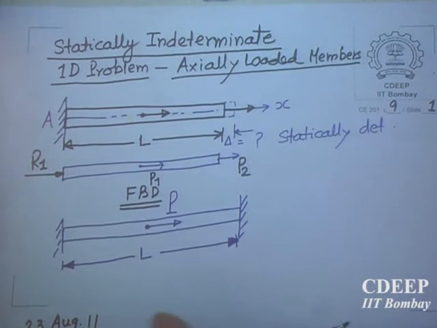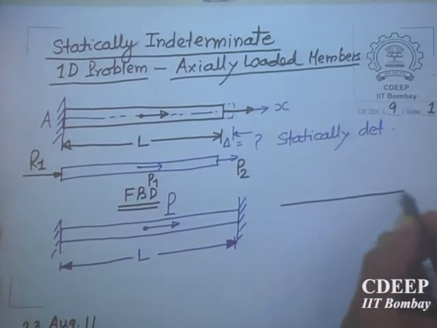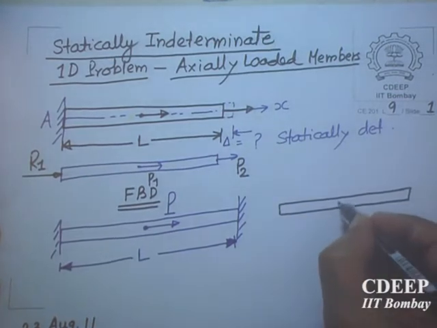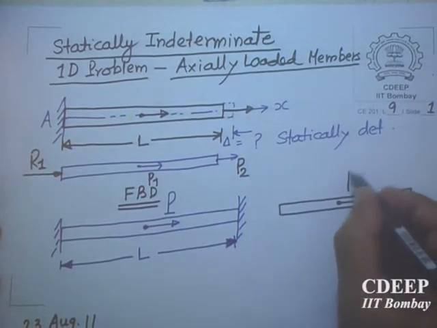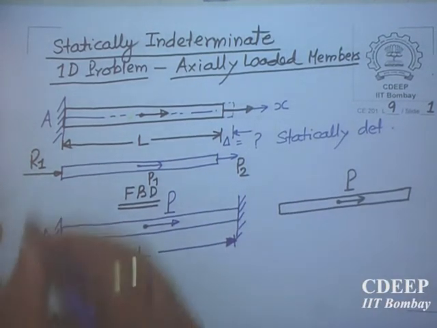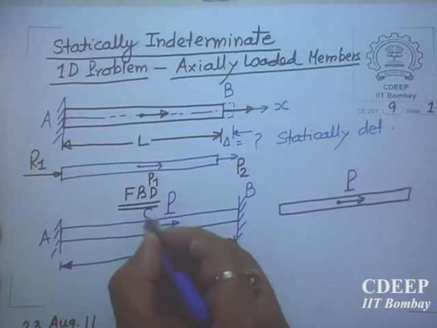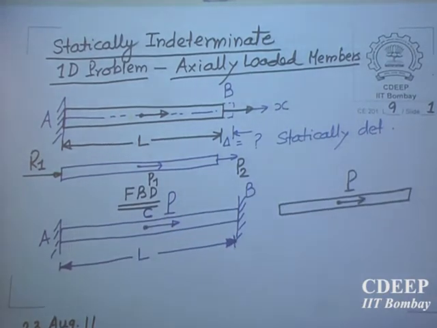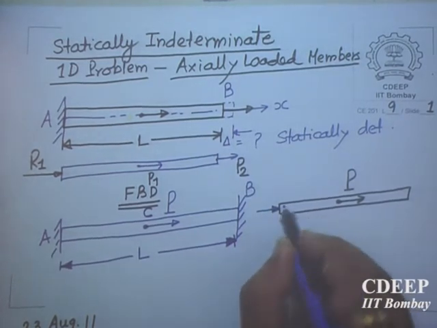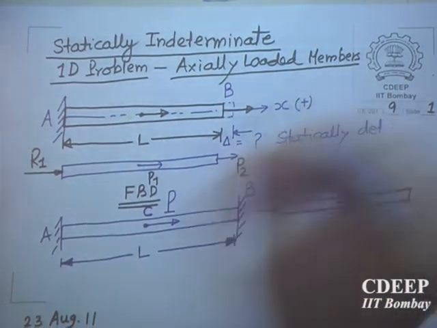Now you have to solve this problem. Before solving, you always have to draw the free body diagram. The free body diagram of this rod will be: there is a load P at the center. There has to be some reaction at A. This point is A, this end is B, and where the load is applied is C. Just for convenience, I am drawing all the reactions positive in the positive X direction, left to right.